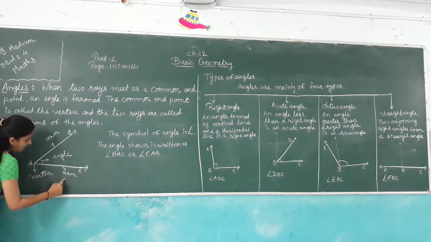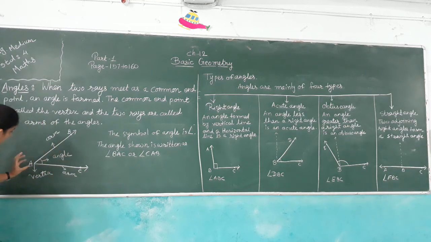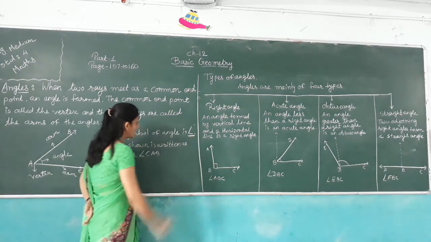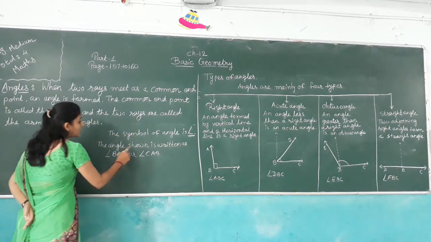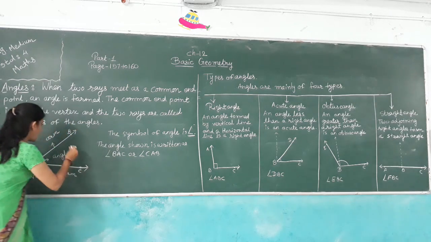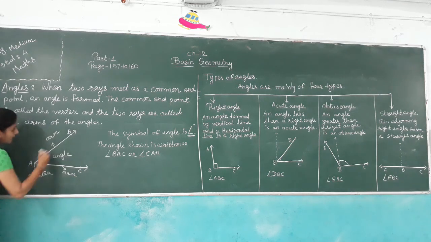Arm 1 and arm 2 join, and it makes an angle, and this point is called the vertex. Here A is the vertex. The symbol of angle is this. The angle shown is written as angle BAC, or angle CAB.